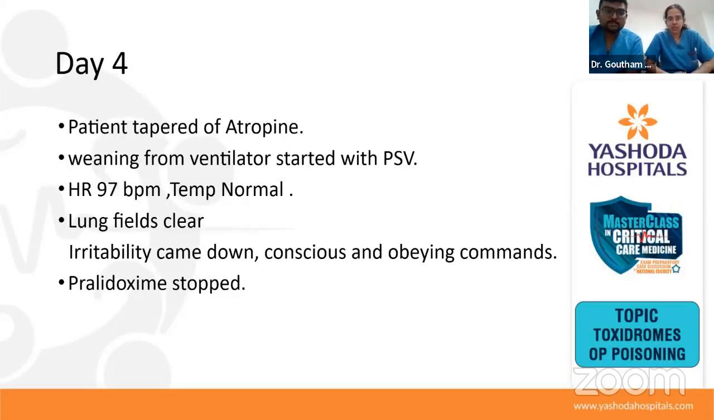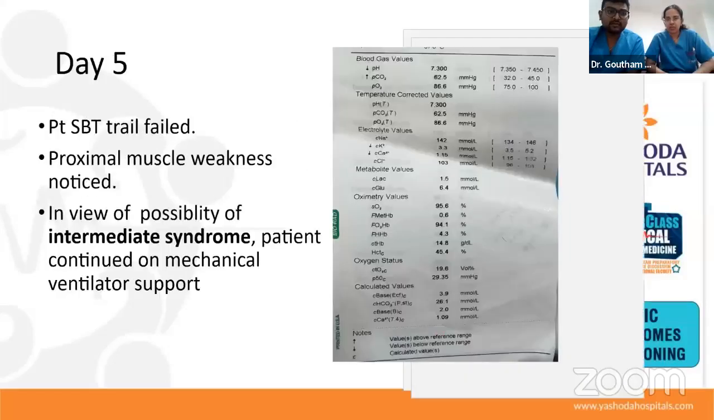On day 4, patient was tapered off atropine. Weaning from ventilator started with pressure support ventilation. Heart rate of around 97 beats per minute. Temperature normal. Lung fields clear. Patient irritability came down. He is conscious and obeying commands. And pralidoxime stopped. So we continued with the weaning from the ventilator.